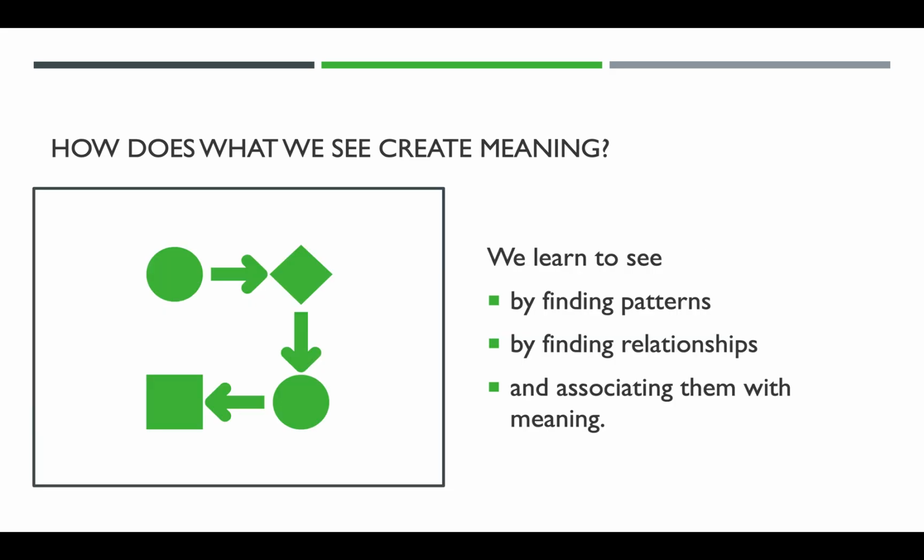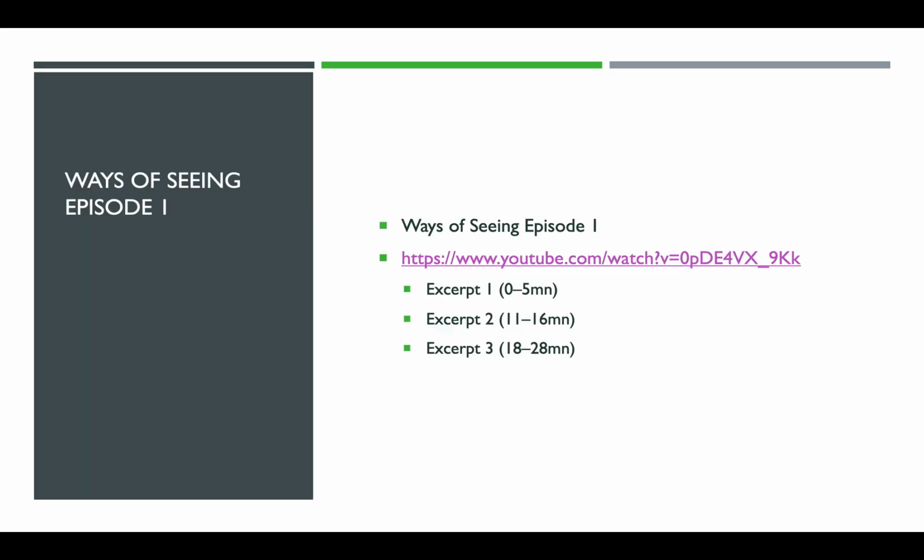So we're going to learn to see by finding patterns, by finding relationships, and then associating those patterns and relationships with meaning. And we're going to understand how we can talk about all of these things through the vocabulary that's coming in the following three slide sets. Hopefully in class we're going to get a chance to look at a little bit of John Berger's seminal piece on Ways of Seeing as a way of contextualizing the cultural elements that go into this as well.